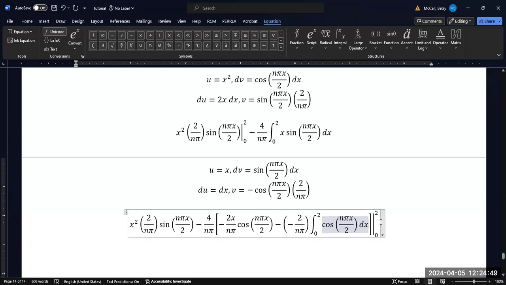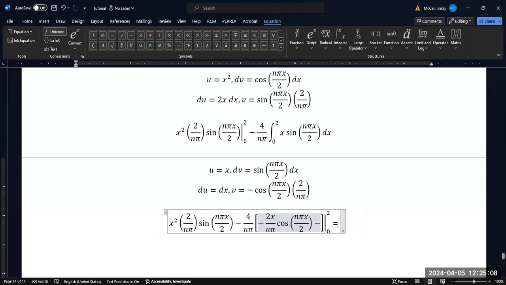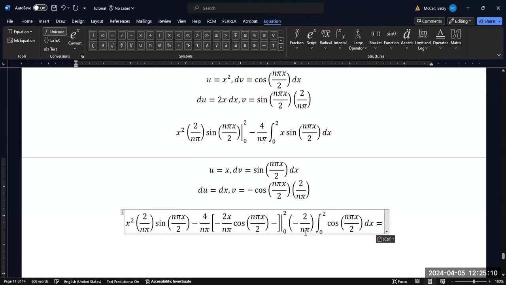Now, before we continue, I'm going to simplify this a little bit so that I don't have to keep carrying around embedded parentheses. And of course, this piece should actually go out here.